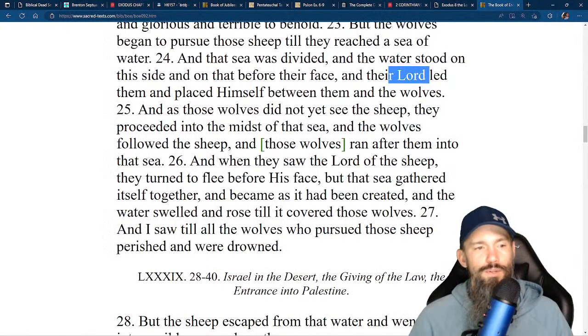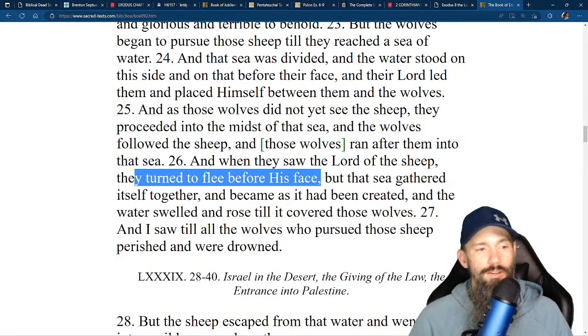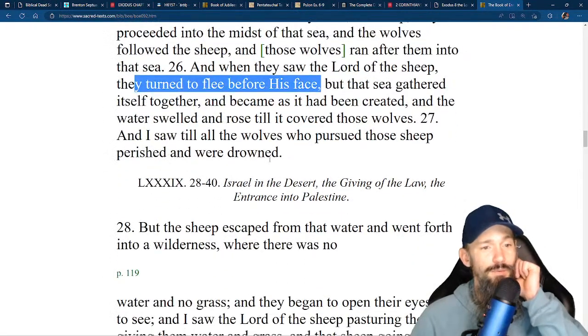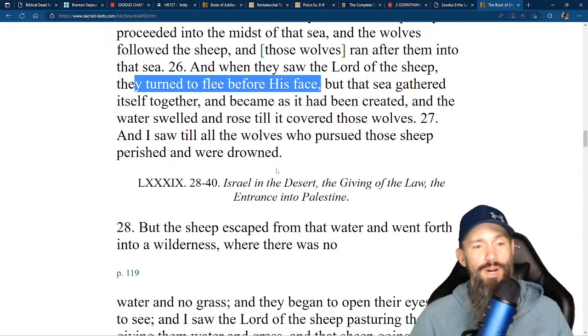And when they saw the Lord of the sheep, they turned to flee before his face. But that sea gathered itself together, and it became as it had been created, and the water swelled and rose till it covered those wolves. And I saw till all the wolves who pursued those sheep perished and were drowned.